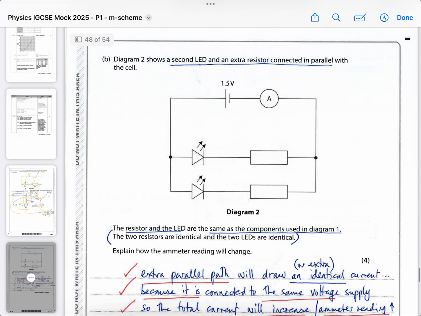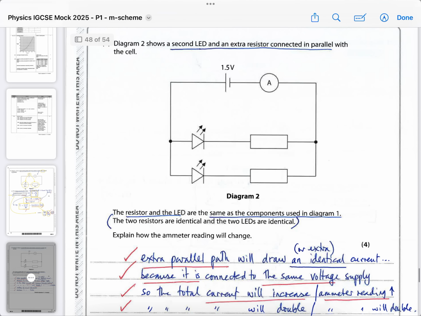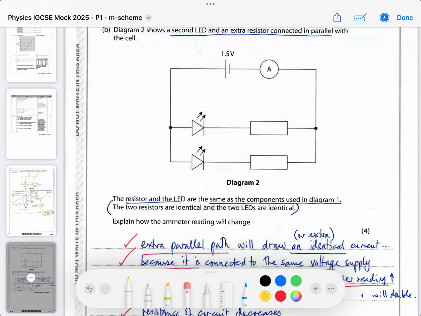Now you've got a parallel circuit. Diagram 2, it says, shows a second LED and a second extra resistor connected in parallel with the cell. So this time the same cell is providing current to 2 strands or 2 parallel paths, and it says in the next section that the resistor and the LED are the same components as in diagram 1. The 2 resistors are identical and the 2 LEDs are identical. So this is giving you the information you need, that the 2 paths are identical to each other.